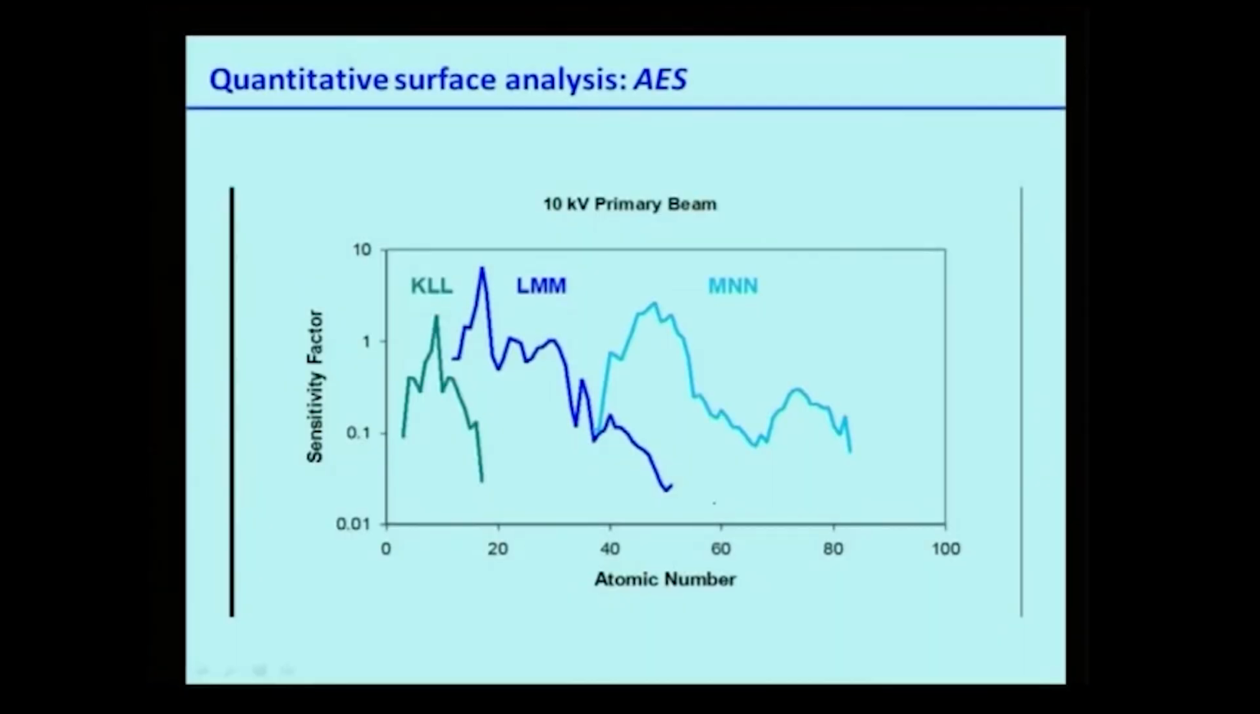Well, this also depends on the primary beam. As you know, if I use a 10 kilovolt electron primary beam, this is how the curves get shifted. Not much shifting has happened, except that we are getting an extra transition, and for LMM transitions we are getting extended LMM transitions, as you can see there. So a little bit of change happens, but not much.